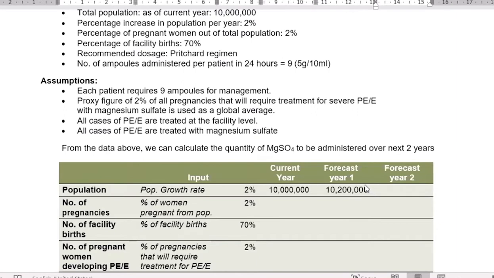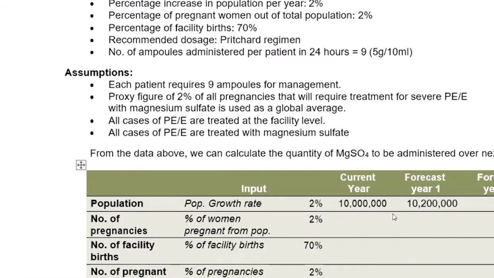Okay, now add 204,000 to 10.2 million. What do you get? We are getting 10,404,000. Exactly. 10,404,000, right? Yes. Okay.